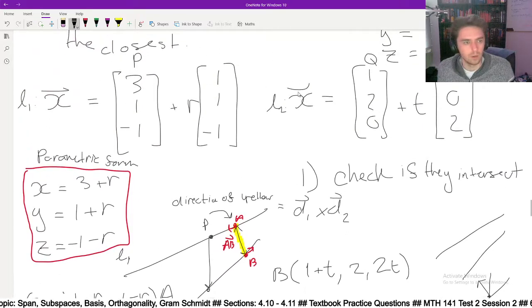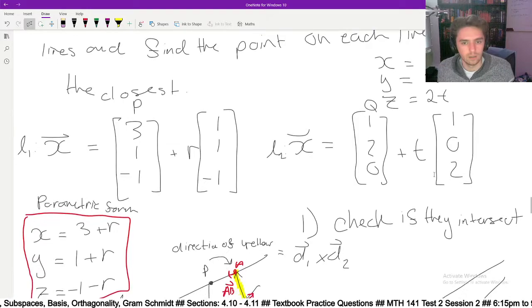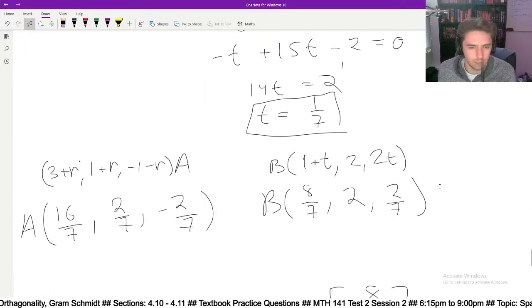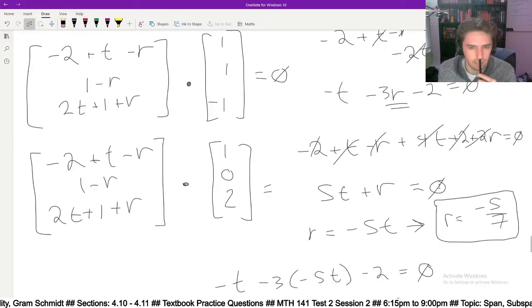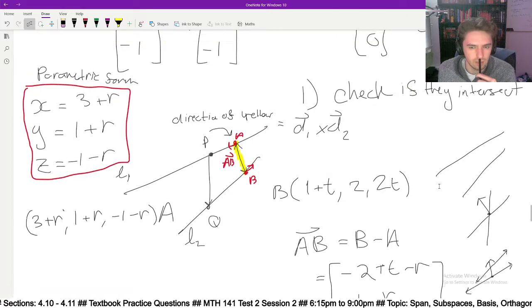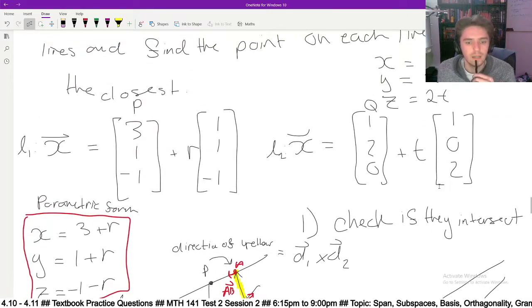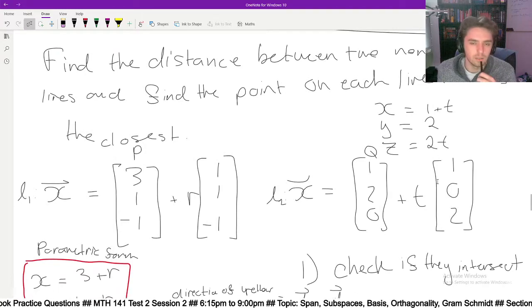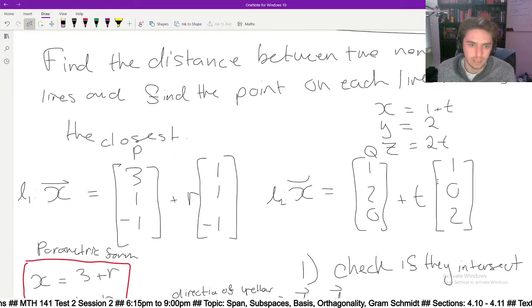Okay, so let me go over here. Although there's something that I was just thinking to myself, I did wrong. Of course I didn't, because they got the answer right, but there's something that I either didn't explain properly or I didn't use the normal. We'll see. So I'm going to go over everything now. Find the distance between 2 non-parallel lines and find the point on each line that is the closest.